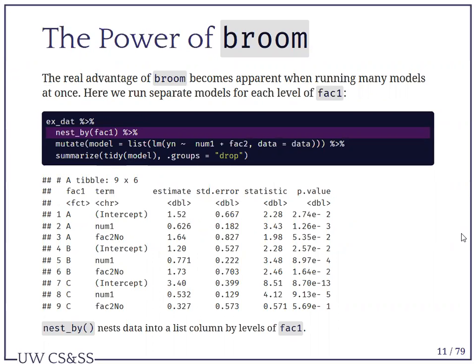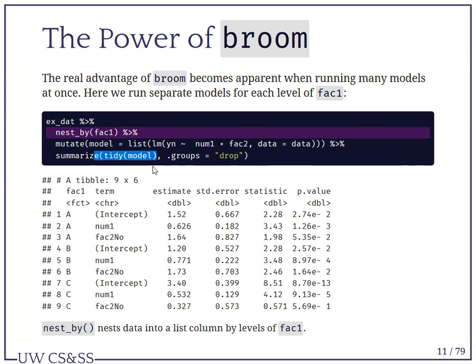The real advantage of broom becomes apparent when running many models at once. Here we run separate models for each level of our factor variable in the fabricated data. So we take this example data and then we nest by. Nest by is going to create a list column for each of the levels of our factor. And then we create a new column called model and run a linear regression for each of our new data frames per factor that we have.